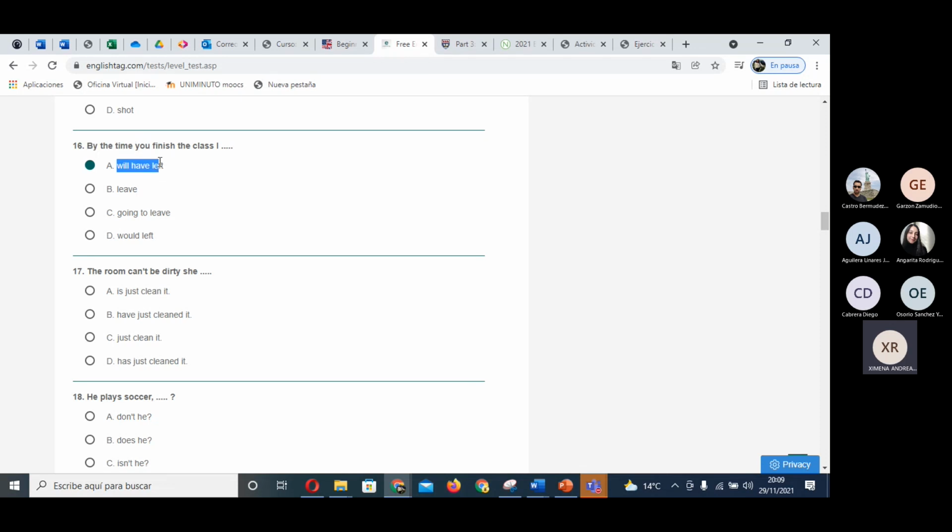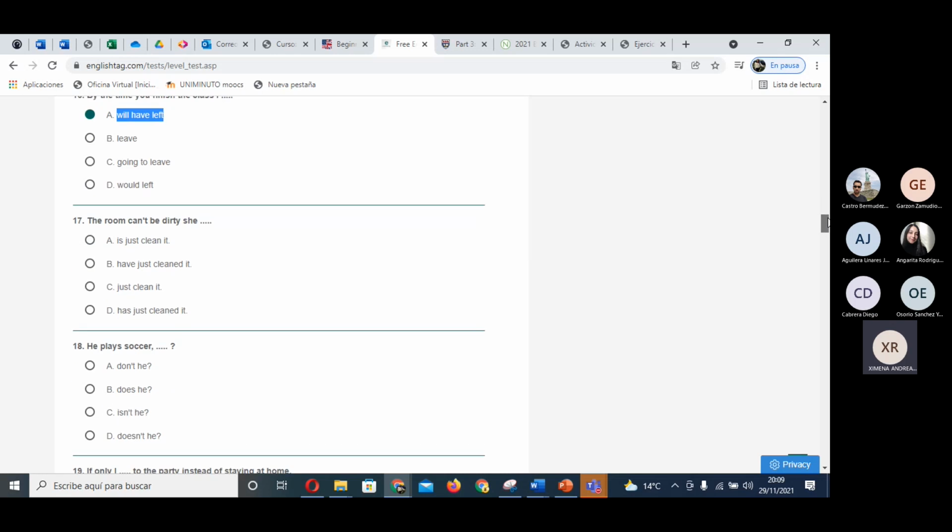Will have left, ¿sí? No puede ser I leave, porque estamos tratando de hablar de un futuro, de qué ocurrirá cuando esa persona ya llegue. I going, acá está además incompleto. Y este would left, gramaticalmente no es correcto, porque recuerden que después del would, el verbo va en infinitivo. Correctamente, la oración es: me habré ido, I will have left. Very good. Let's see. Pablo, would you help us with the number 17, please?